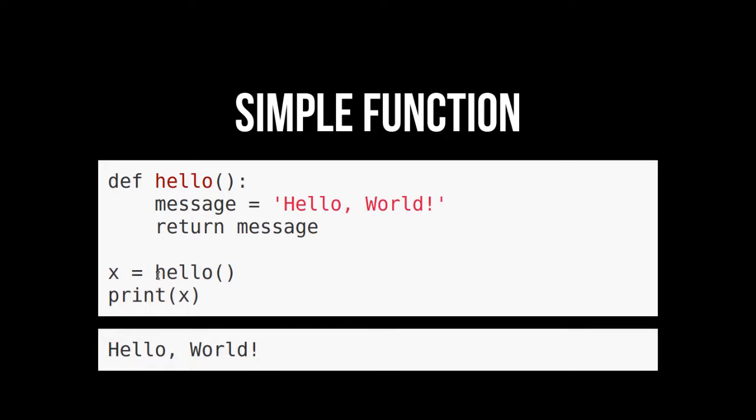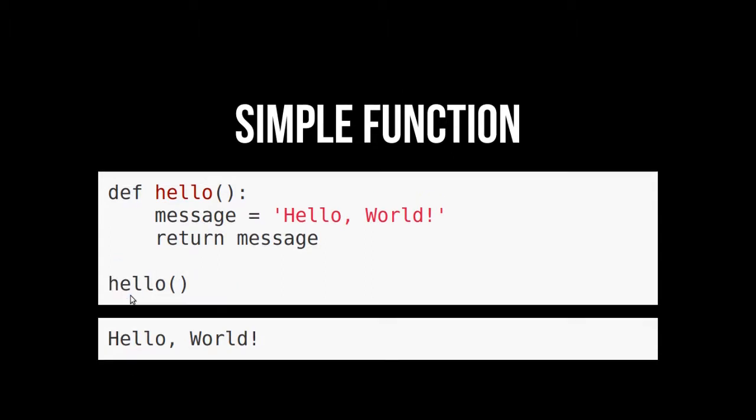So here we go, we've got that same function, and we're going to assign that to x. So hello is going to return the value of message, and then we're going to assign that return value to x and then print that out, and it does the same thing. And this example here is really just what you would get if you were running it on the interactive console, which I've been using so I can make space a little bit more efficient.